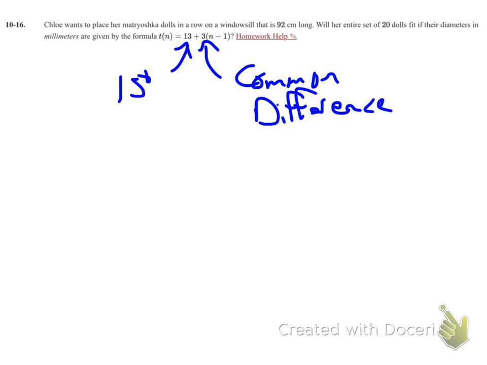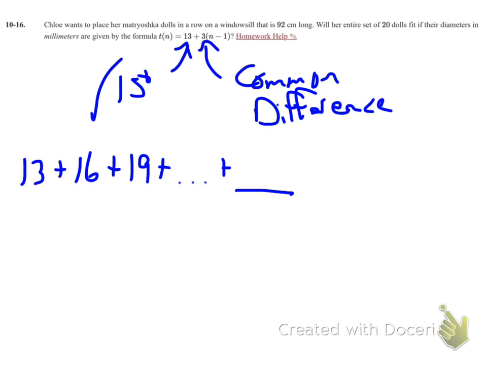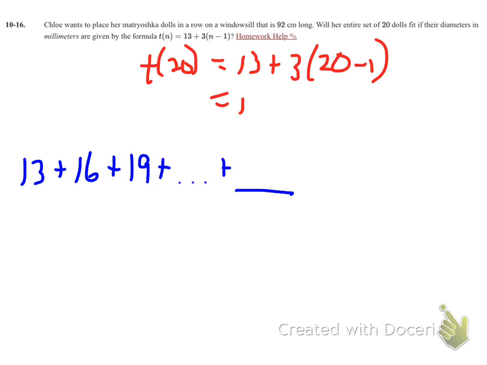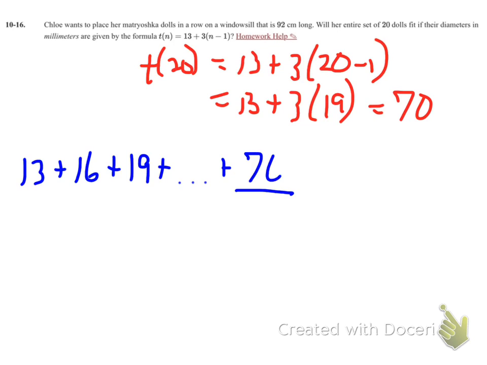So if I'm looking at this series, I have 13 plus my next one will be 16 plus 19 plus ... plus the last term. To figure out that last term, I can use my equation here. So I know that t of 20 is going to be 13 plus 3 times 20 minus 1, which is 13 plus 3 times 19, which is going to equal 70. So the last term is 70.